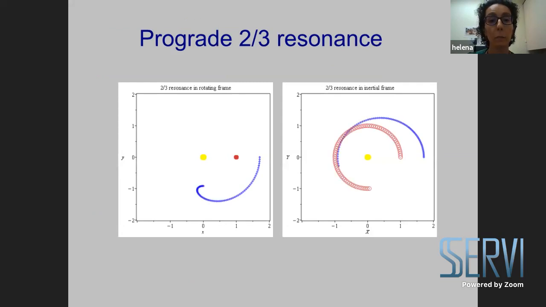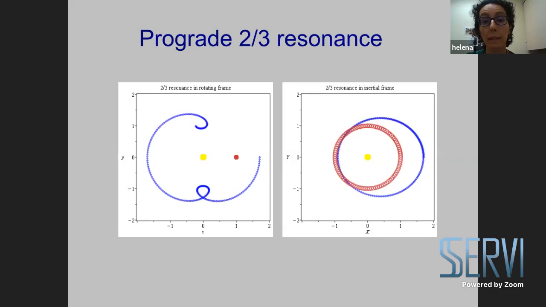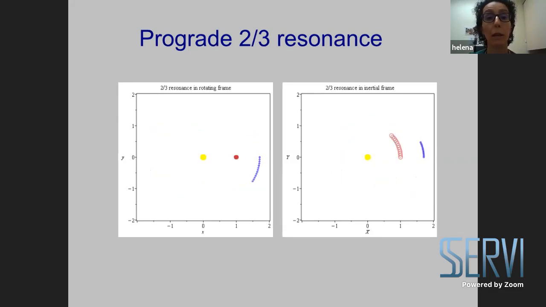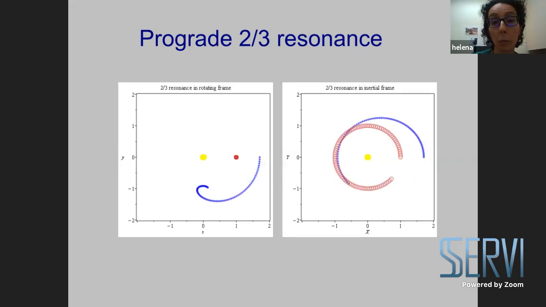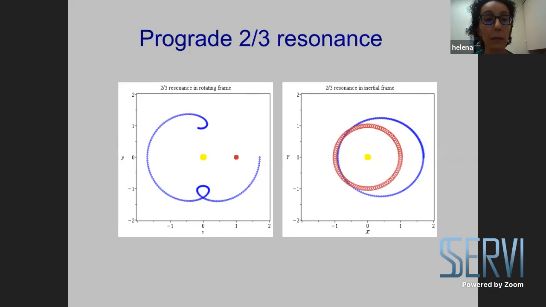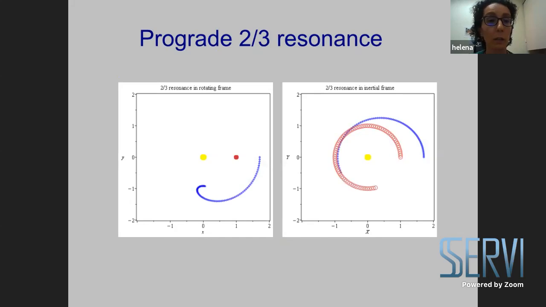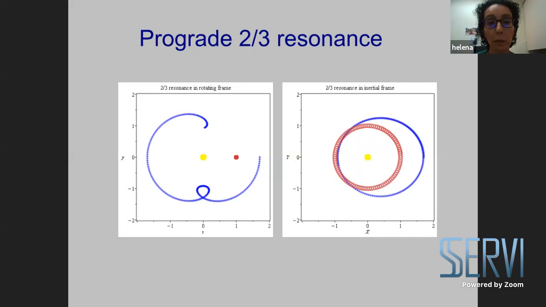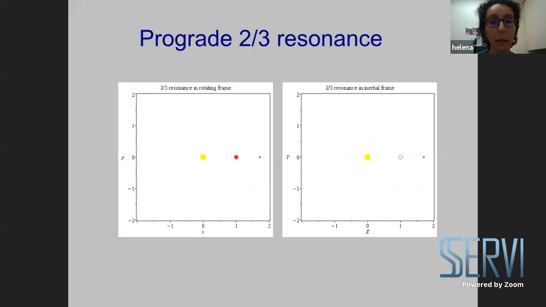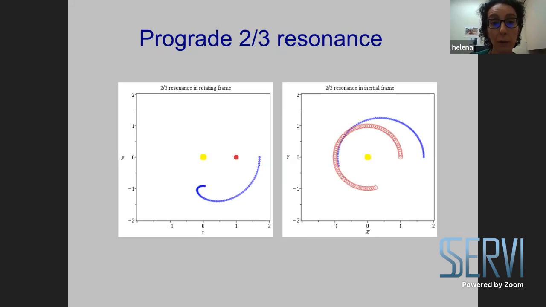Okay, this is an example of a resonance. This is the center of a resonance, the 2-3 resonance. In this case, it is a prograde configuration, so the relative inclination is 0 degrees. This is the case of Pluto and Neptune, which are in the 2-3 resonance. So the orbits intersect, but the configuration is stable. On the left, we see the motion in the rotating frame, and on the right, in the inertial frame. Next slide.